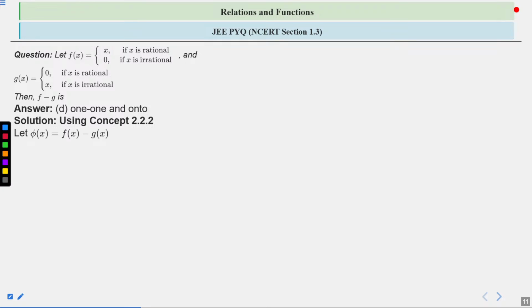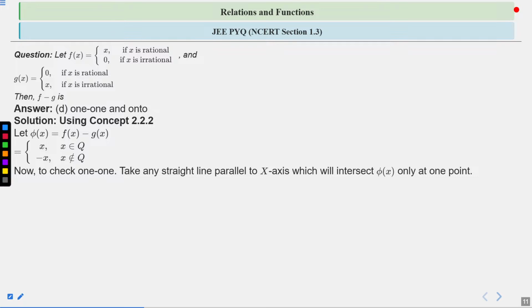Let phi(x) be a function which is equal to f(x) minus g(x), right? So phi(x) will be equal to x when x belongs to the rational numbers, and it will be equal to minus x when x does not belong to the rational numbers, right? Now to check one-one, take any straight line parallel to the x axis. We can draw the graph and check: any straight line parallel to the x axis will intersect phi(x) at only one point, right?